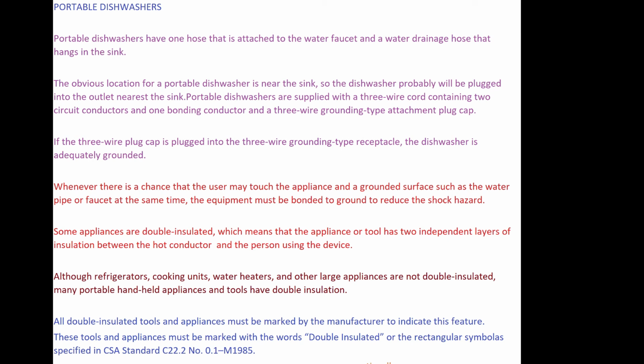Although refrigerators, cooking units, water heaters, and other large appliances are not double insulated, many portable handheld appliances and tools have double insulation. All double insulated tools and appliances must be marked by the manufacturer to indicate this feature. These tools and appliances must be marked with the words double insulated or the rectangular symbol as specified in CSA Standard C22.2 No. 0.1 M1985.